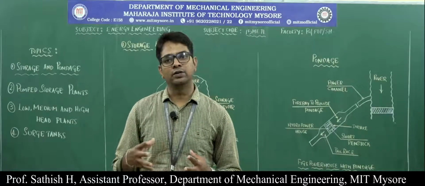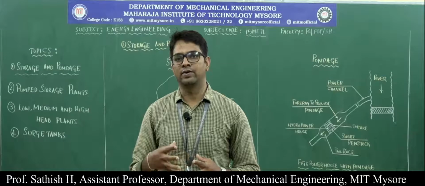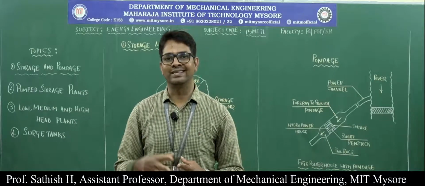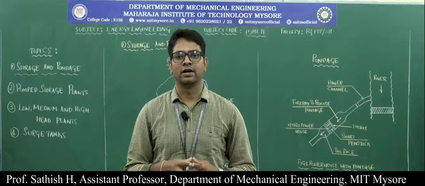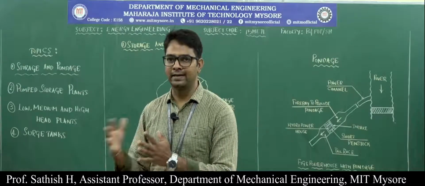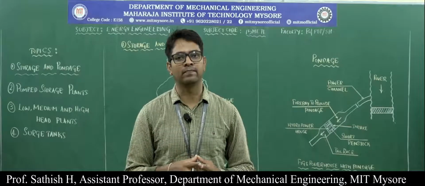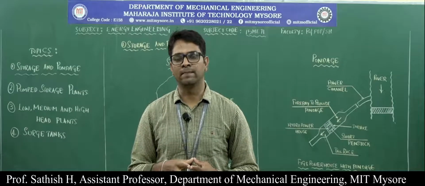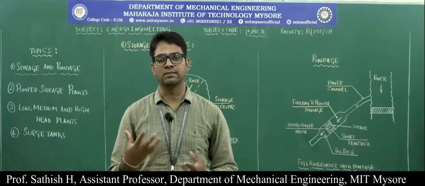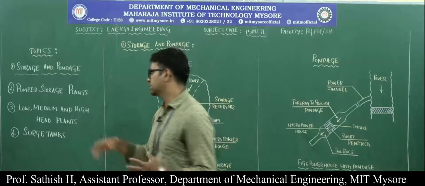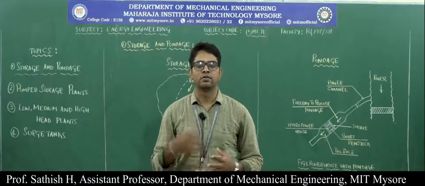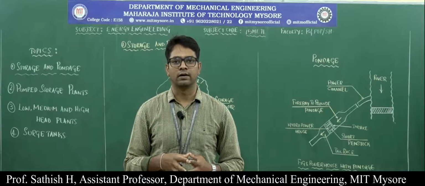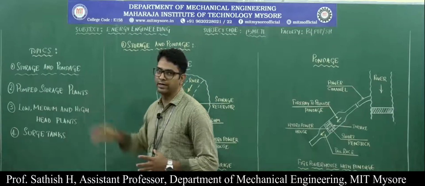In order to have power generation throughout the year, irrespective of the different seasons, storage and pondage help us store water during the rainy seasons in the form of a reservoir, a storage, or a pondage, and then that water can be used during the drought seasons or the summer seasons. With the help of a sketch, we will try to understand what we mean by storage, its construction, and how it works, and similarly we have a sketch for a pondage as well.